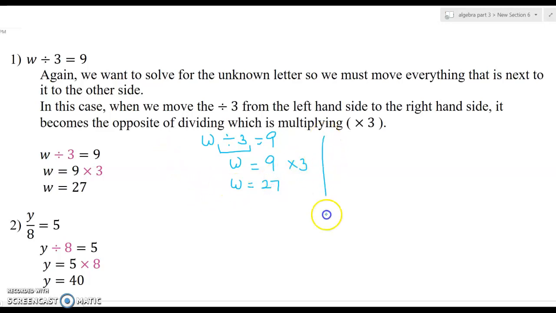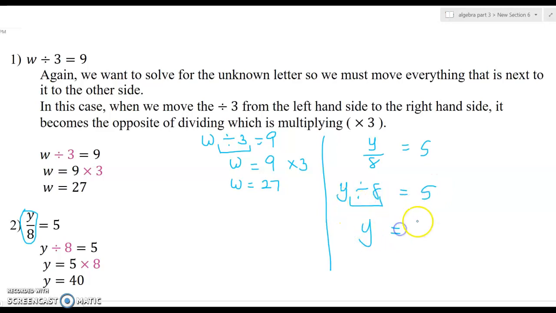Right? And then for the second one here, we have y divided by 8 is equal to 5. So y over 8 is the same as y divided by 8 is equal to 5. So you want to find the value of y, so put back your 5. And opposite to dividing is multiplying by 8. y is 40. And you see how I highlighted the division by 8 here. When you carry it across, it becomes multiplication by 8, right?